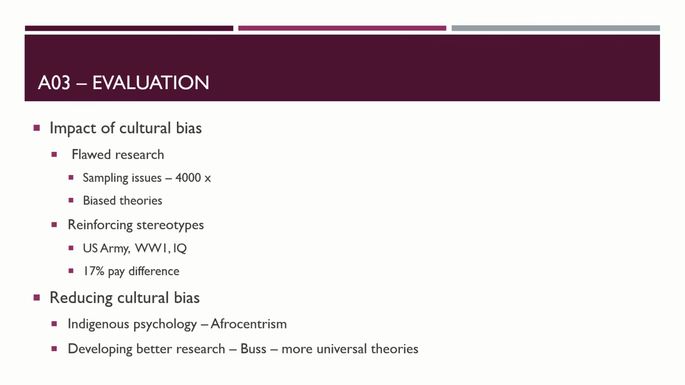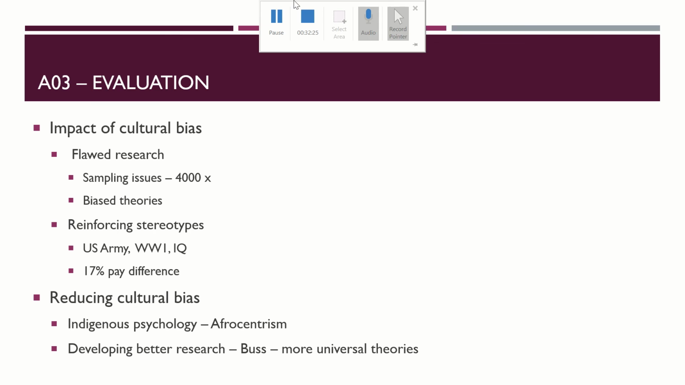Because of that, it is a much more valid piece of research, therefore developing a much more valid and universal theory, which is good for psychology, because we're getting much more accurate theories that can explain everybody's behaviour. So that is cultural bias. Next week, we shall be looking at free will and determinism.